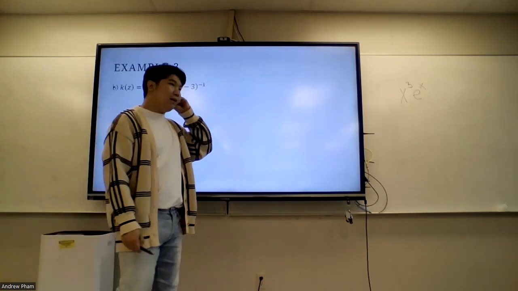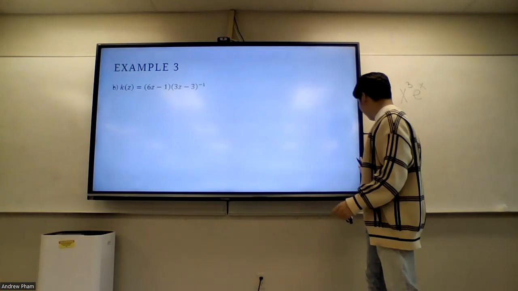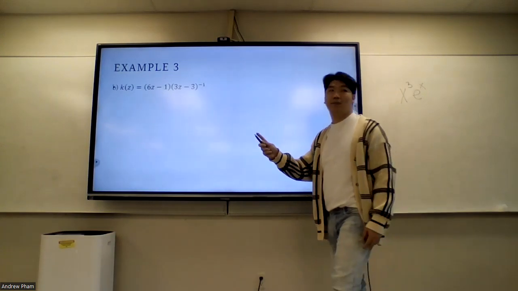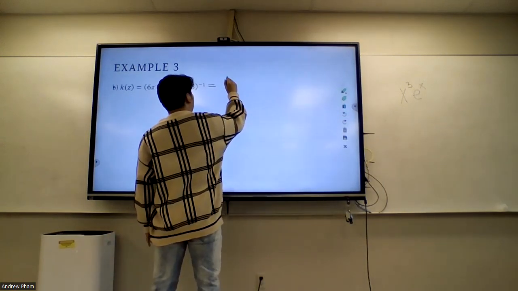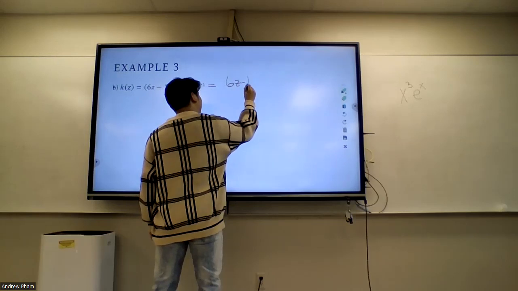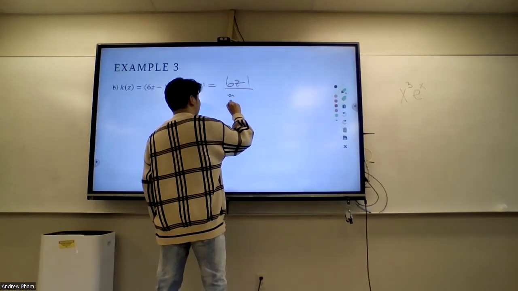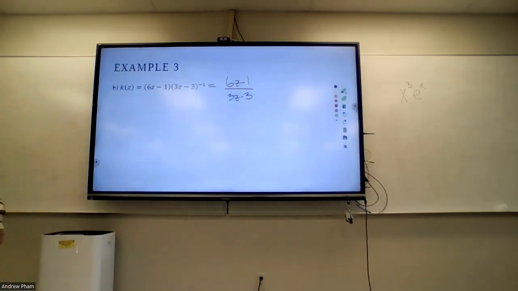But I could rewrite this. What does it mean whenever I have a negative 1 power? Yeah, it basically means I can throw it to the bottom. So if I want, I could write this as 6z minus 1 all over 3z minus 3. All of a sudden, I got a quotient. I can apply my quotient rule.